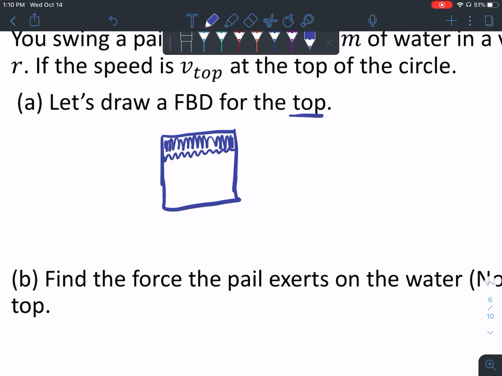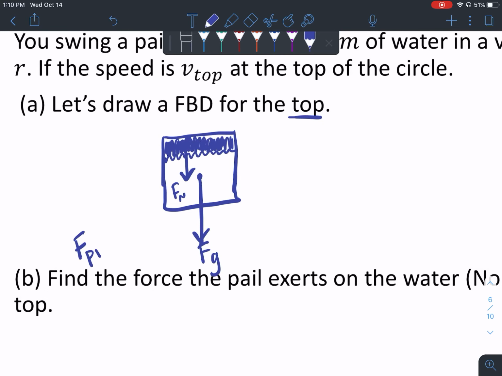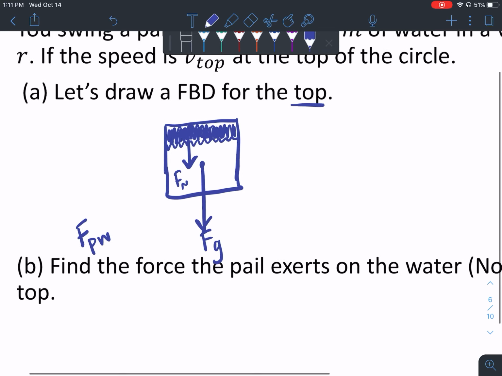If we look here, we'd have the force of gravity going down, because the force of gravity always goes straight down, and that would include the mass of the whole system. The other thing we would have here is the water. We're looking very specifically at the water itself. I know that if the water is pushing onto the pail, then the pail is also pushing back onto the water. So that would be our force normal in this situation, the pail coming back onto the water. If you're looking at this example in other places, you sometimes see that written as force of pail on water, and that's what they're talking about here.